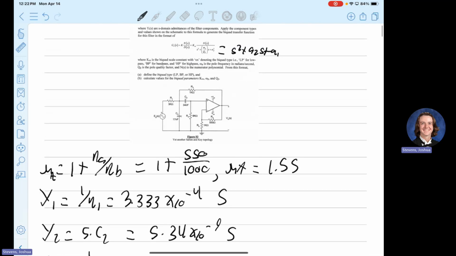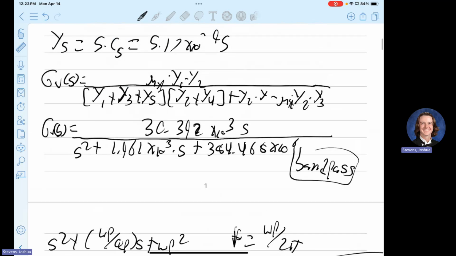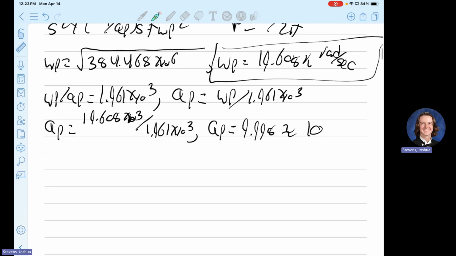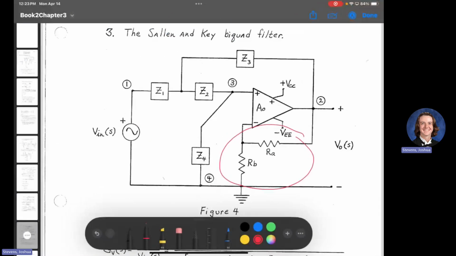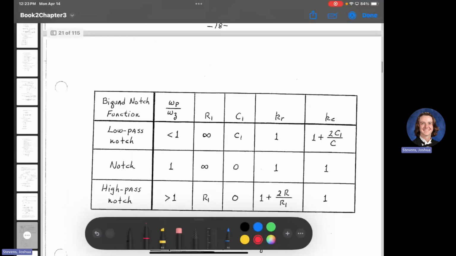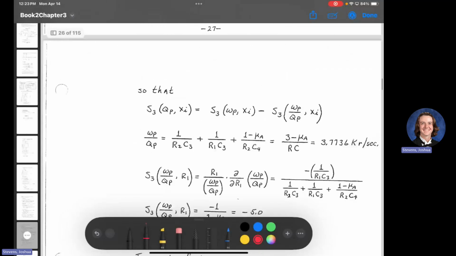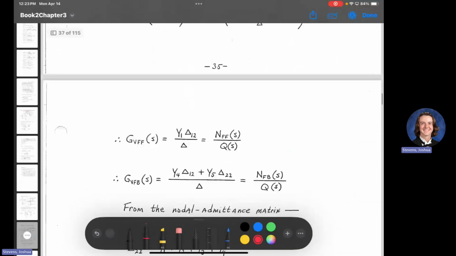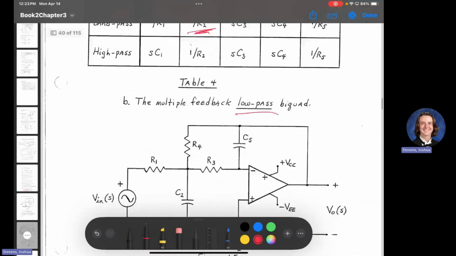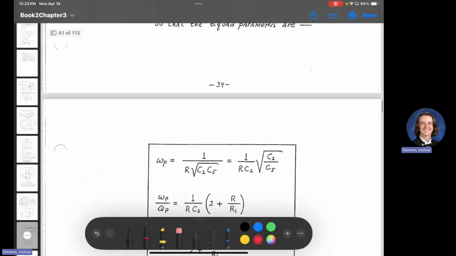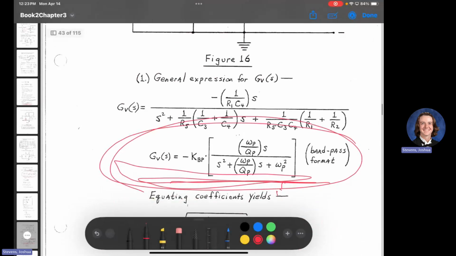So we have our numerator, which is just this value here, and we need to get it into something else. Now we denoted this as a bandpass. I'm going to go back to book 2, chapter 3, something else. I want the bandpass, right? Yes, thank you. Low pass and then bandpass. As you can see, bandpass has this KBP times omega p over QP times S. It has that negative here.